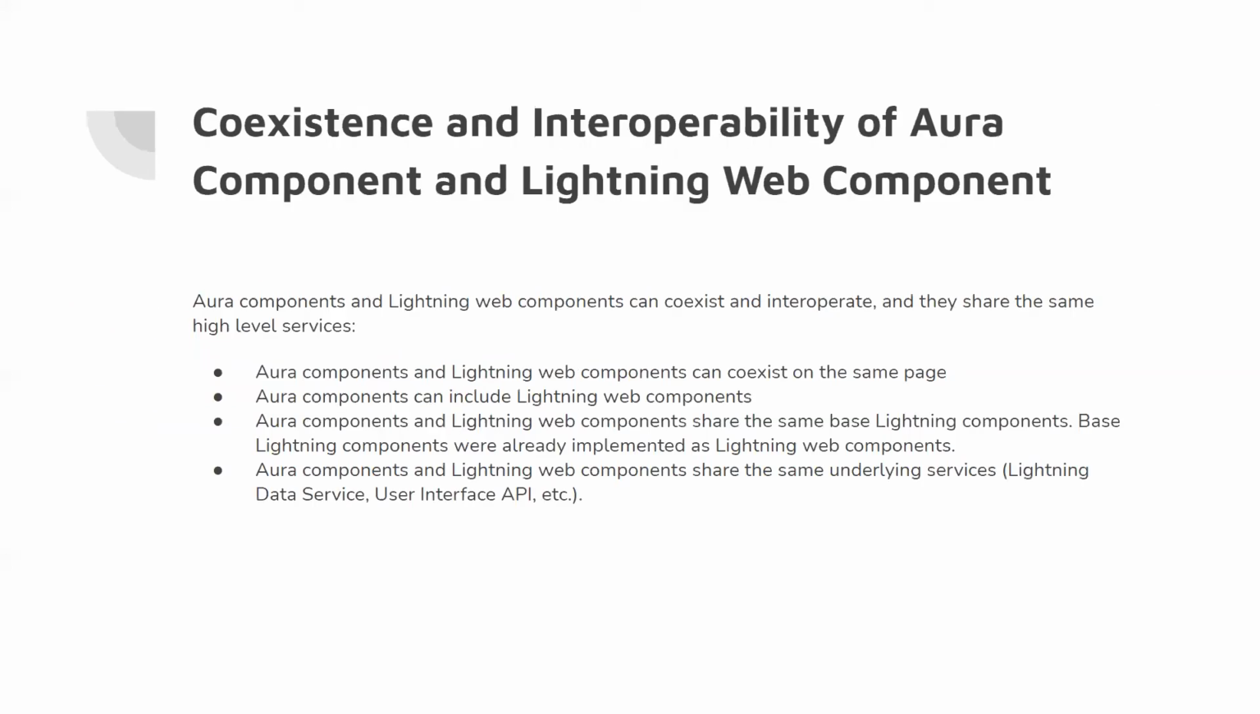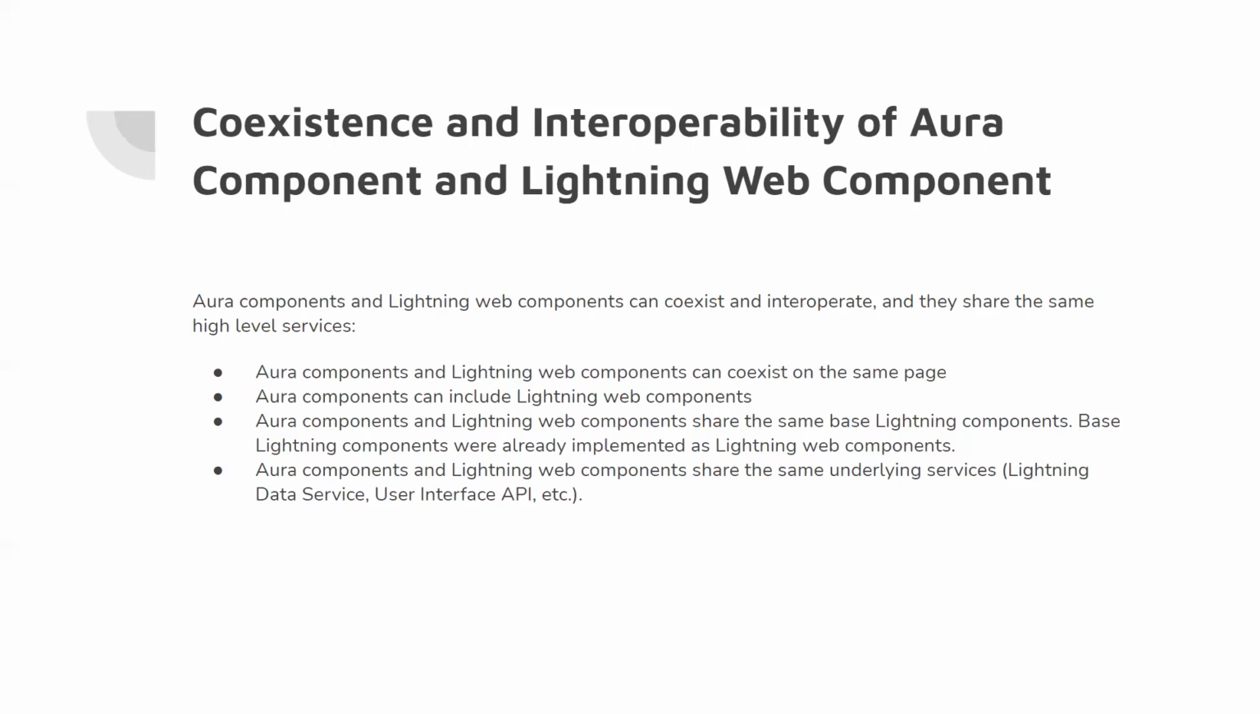Coexistence and interoperability of Aura components and Lightning Web components. With the addition of Lightning Web components, there are two ways we can create Lightning components. One is the Aura component, another is the Lightning Web component. Aura component leverages its own component model, templates, and modular development programming. Lightning Web component is built on top of the web standard breakthroughs of the last 5 years: web components, custom elements, and shadow DOM.